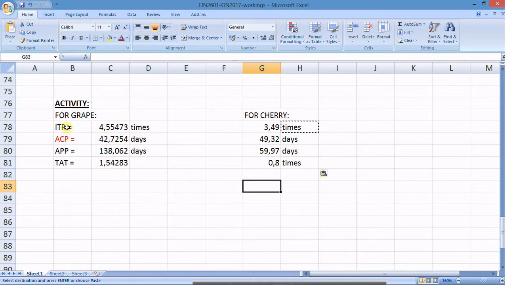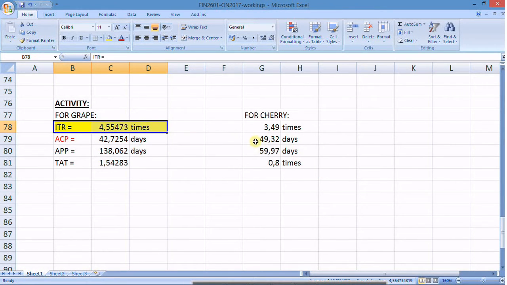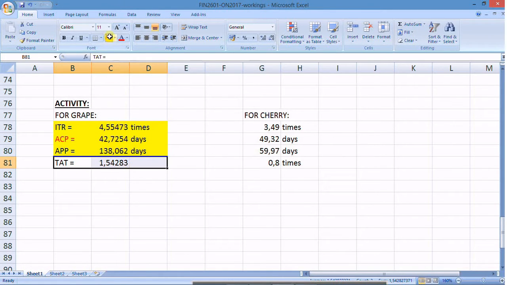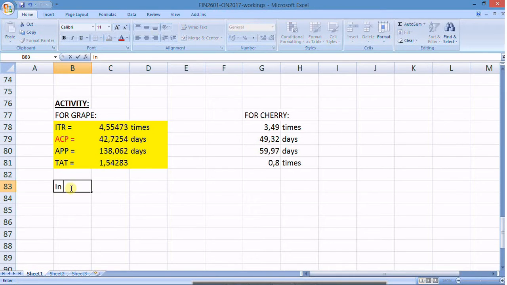Now we're comparing it. Who's better here? Grape is better. For ACP, shorter is better because you want to collect sooner, not later. Longer is better. And higher is better. So here grape is better. In all instances, grape has better activity ratios compared to cherry.